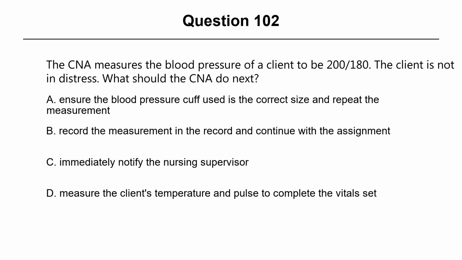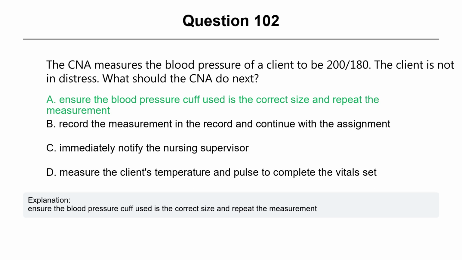Question 102. The CNA measures the blood pressure of a client to be 200/180. The client is not in distress. What should the CNA do next? Option A, ensure the blood pressure cuff used is the correct size and repeat the measurement. Option B, record the measurement in the record and continue with the assignment. Option C, immediately notify the nursing supervisor. Option D, measure the client's temperature and pulse to complete the vital set. The correct answer is option A, ensure the blood pressure cuff used is the correct size and repeat the measurement.